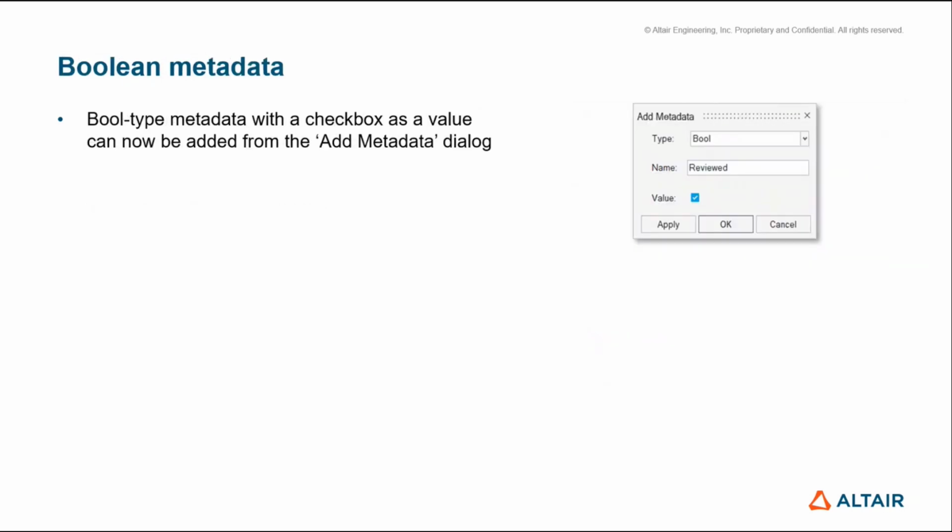Next, we have added a bool type metadata, which is newly available in the .2 version. This would allow the user to add a check button as a value to the metadata that they would add.